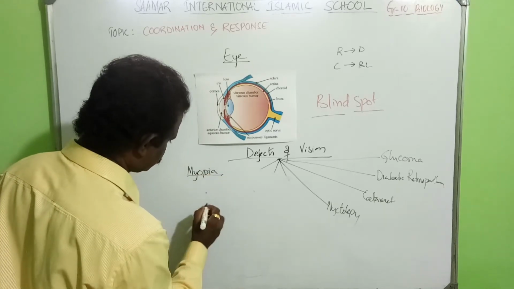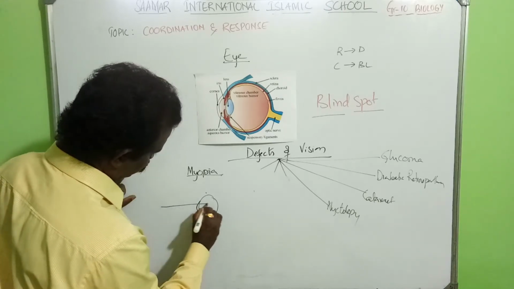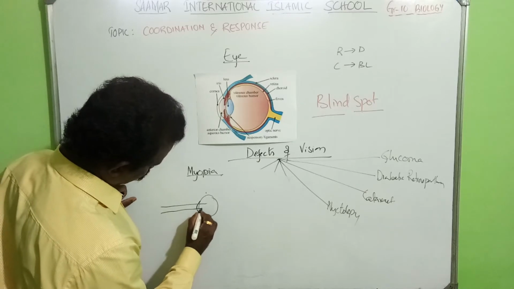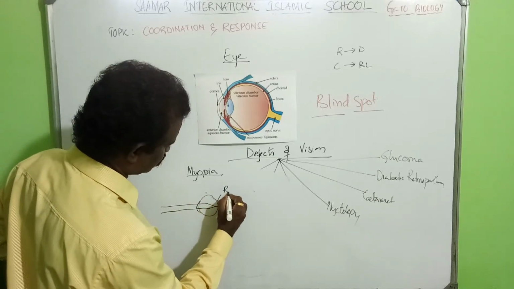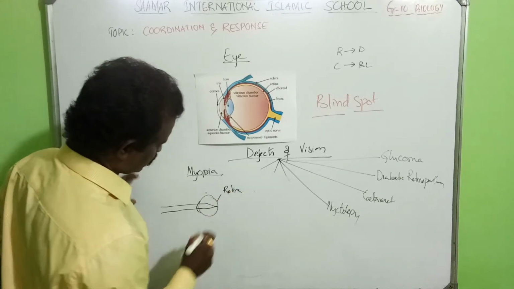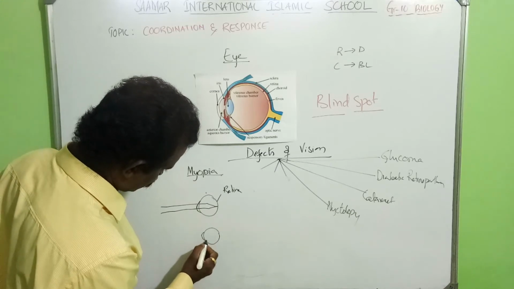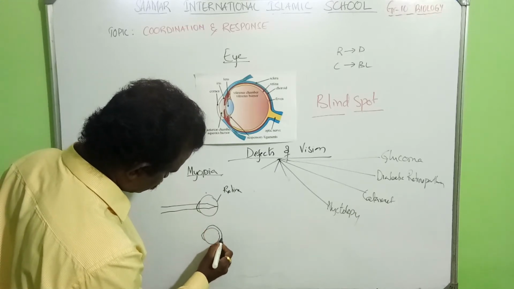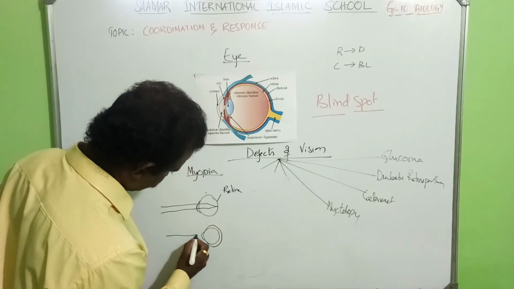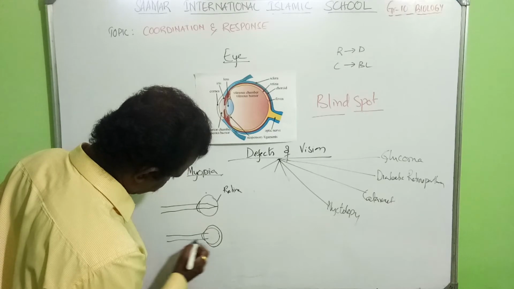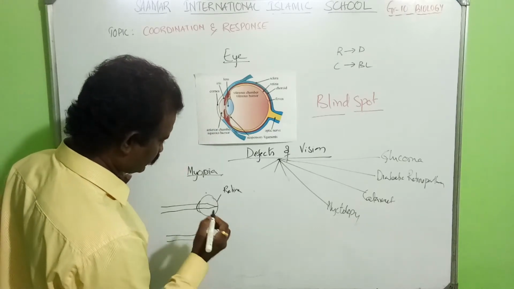In myopia, what happens? Now, this is our eyeball. The normal rays fall on the retina. This is called the retina. Correct. Now, in case of myopia, what happens? The eyeball is bulged. So the reflected rays coming from the outside form the image in front of the retina. In front of the retina.